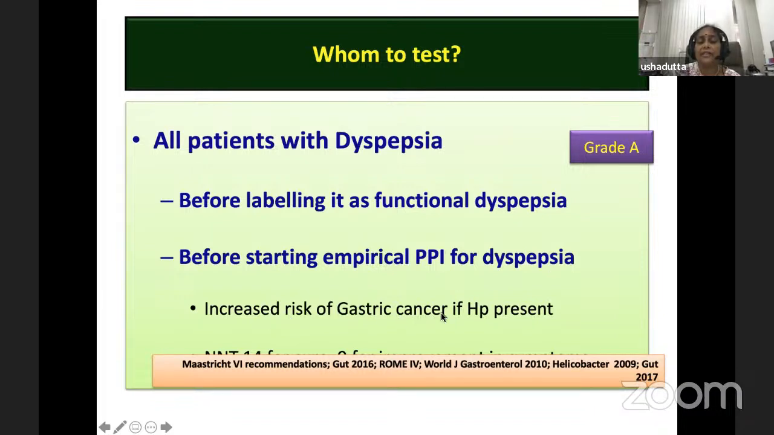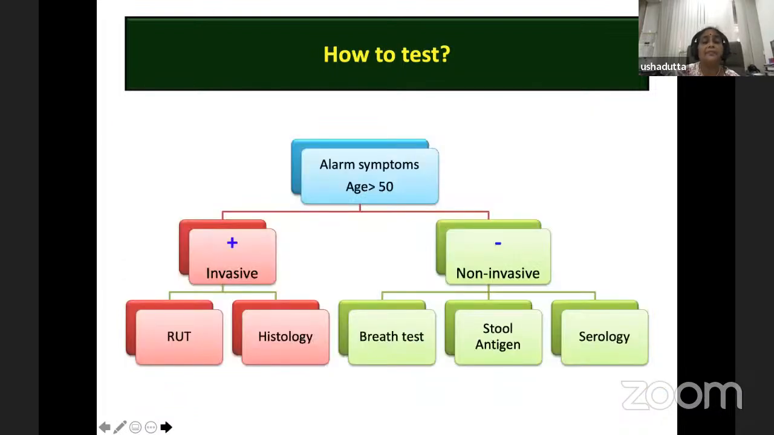There is an increased risk of gastric cancer if H. pylori is present, because if you just give PPI in patients with H. pylori, you are increasing the risk of gastric cancer. So you're doing harm by just giving empirical PPI. So empirical PPI is not the answer. The number needed to treat is 14. Sorry about the slide getting a little eclipsed.